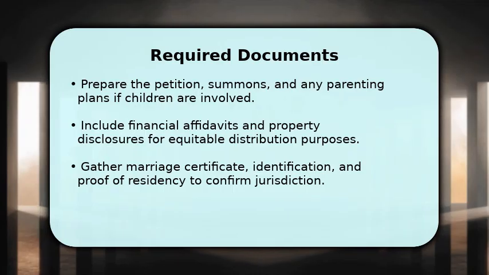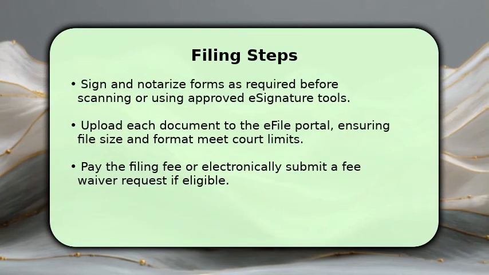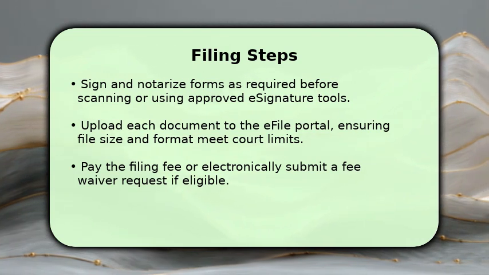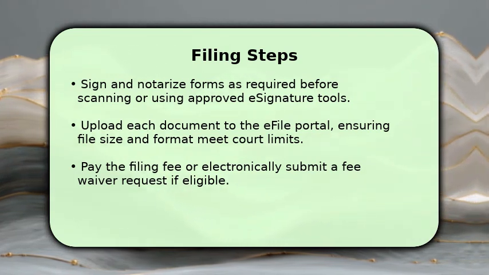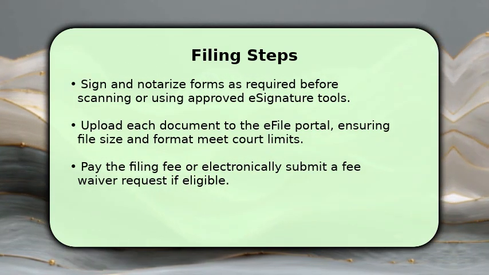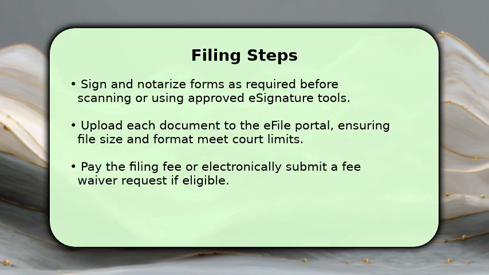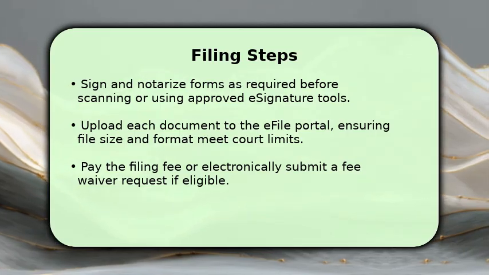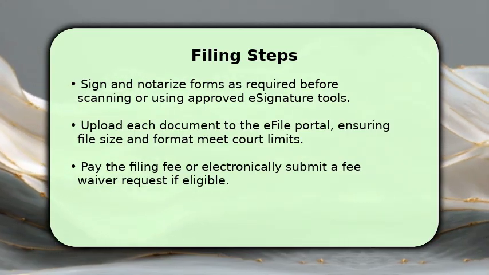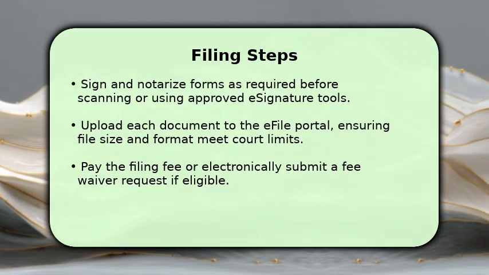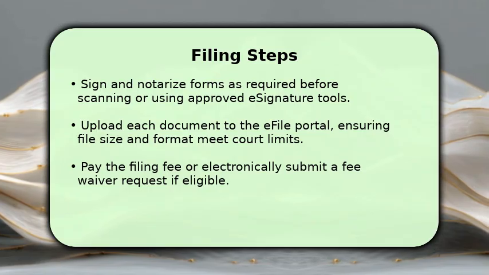Follow a step-by-step routine when e-filing to prevent rejections and delays. Start by signing and notarizing documents as needed, then scan or apply approved e-signatures, saving everything as labeled PDFs. Log into the county portal, complete the online filing form, and attach documents in the correct order. Pay fees by card or submit a fee waiver, then save the confirmation and note any case number assigned by the court.